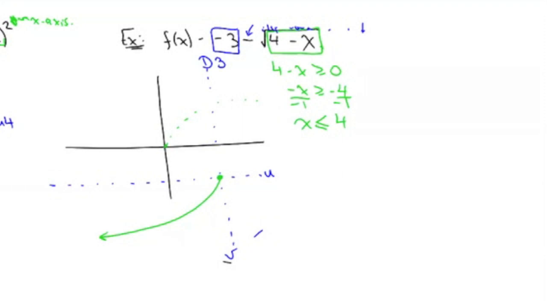Another way of looking at it, if you really want to get technical: if I take 4 minus x and factor out a negative 1, this becomes negative 4 plus x, which is the same thing as negative 1 times x minus 4. The x minus 4 in parentheses tells you it moves 4 to the right. The negative tells you it flips over the y-axis. That's cool, but I like this way better because it tells you exactly which way it's going.